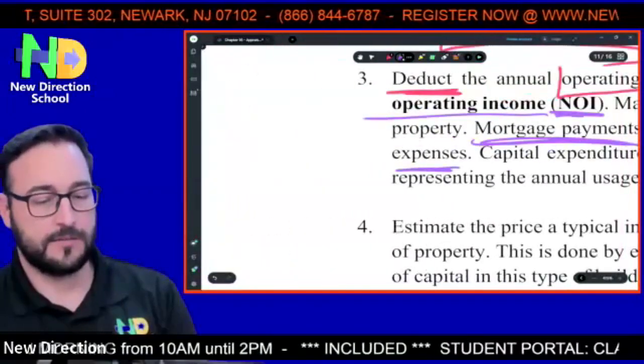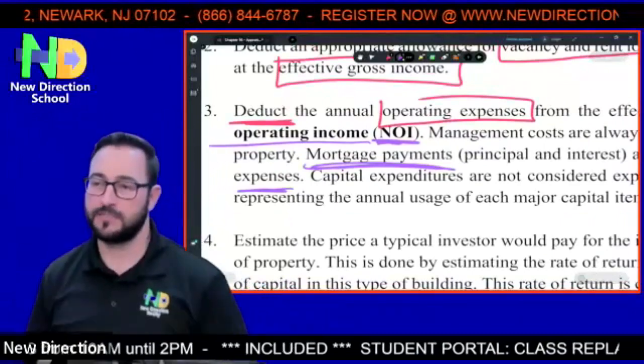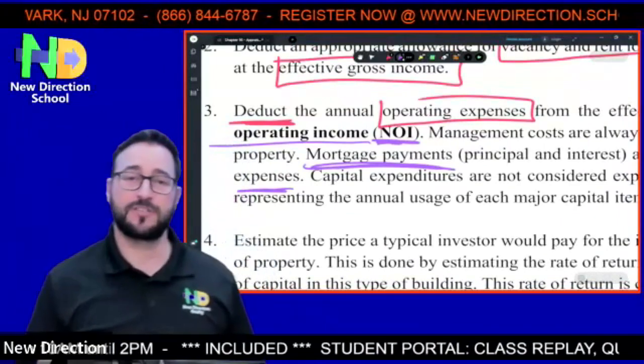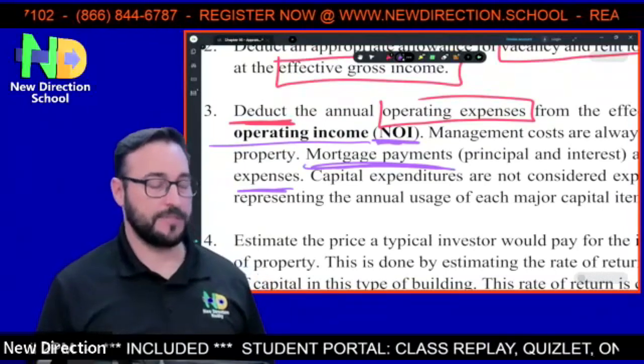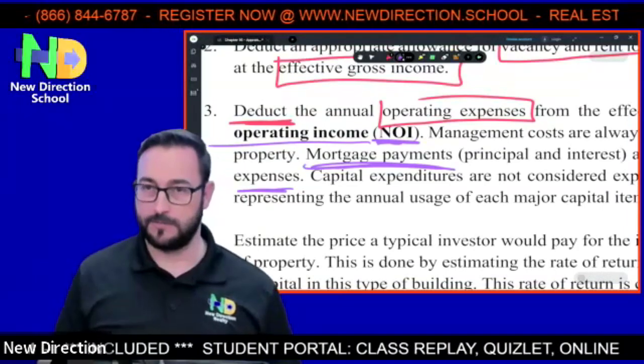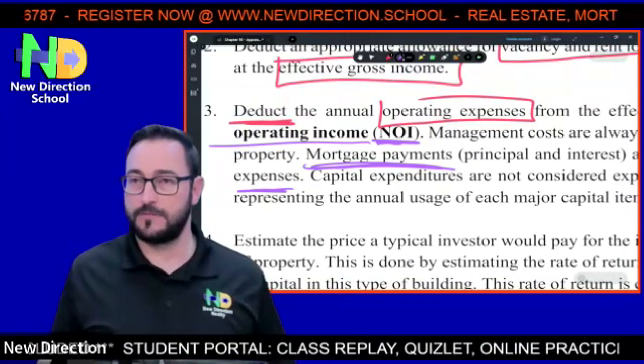Why are these not considered operating costs or expenses? Why are mortgage payments not considered? Because electricity will always be there as a payment. Taxes will always be there as a payment. Water will always be there as a payment. Maintenance will always be there as a payment. But mortgage, I can pay it off, right?